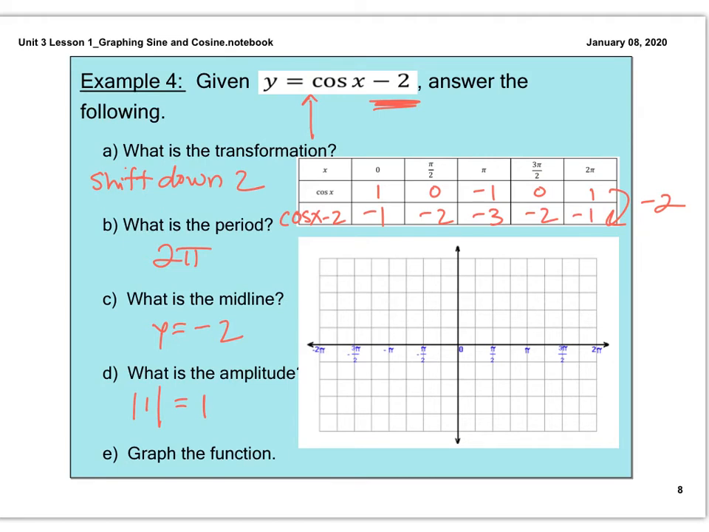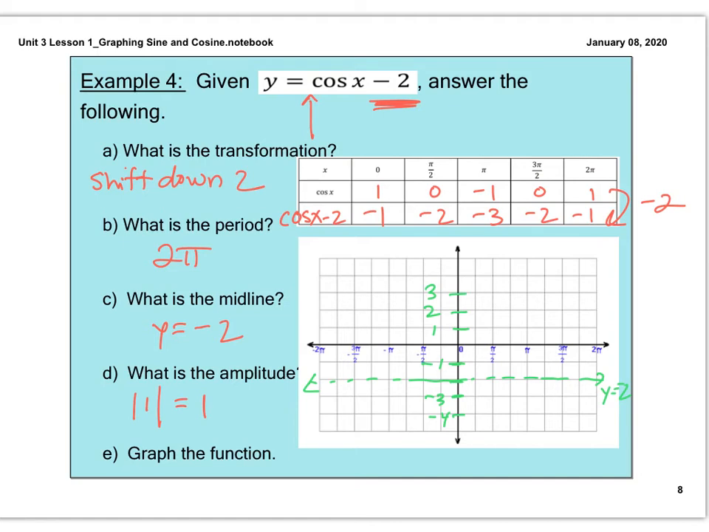So the midline has shifted down. It is going to be down here at y equals -2. I'm going to count by ones. So this is -1, this is -3, this is -4, and this is positive. You don't have to label every single spot, but label a few. Okay, so here we go.